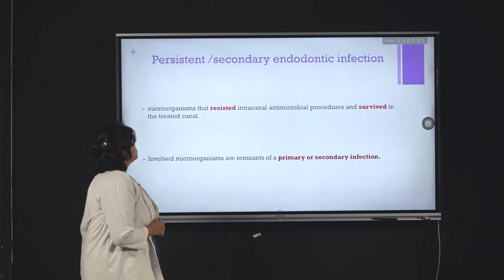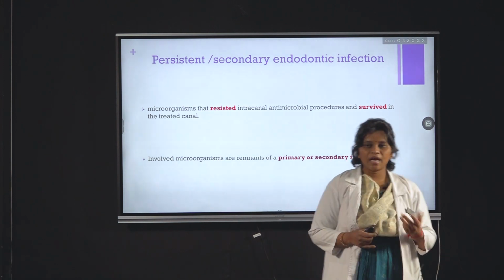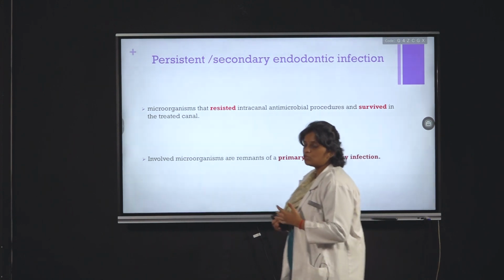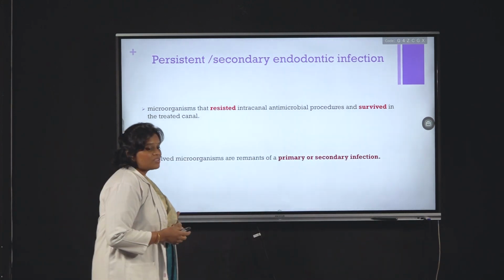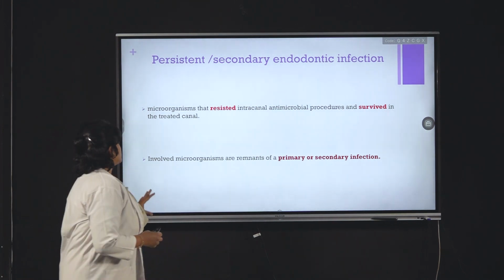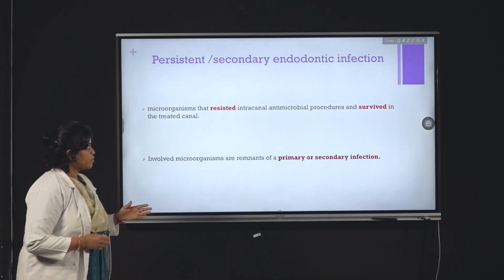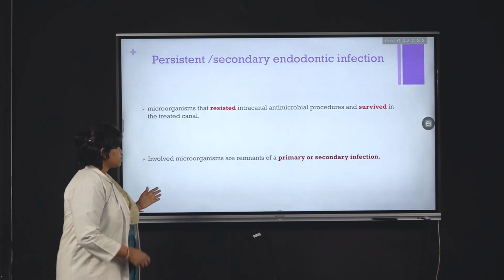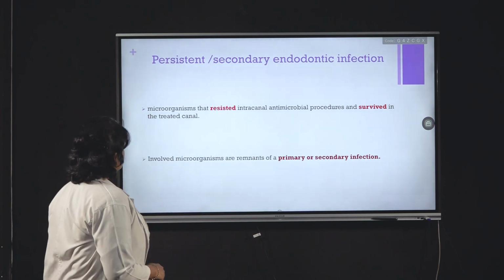Next, persistent infections are those which can be either primary or secondary. These microorganisms usually resist any sort of intracanal medicaments, and because they resist, they persist in the root canal system. So the microorganisms that resist the intracanal antimicrobial procedures survive in the treated canal. The microorganisms involved are remnants of either a primary infection or a secondary infection.